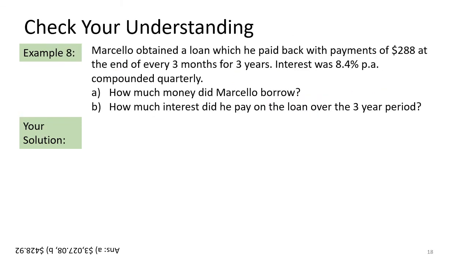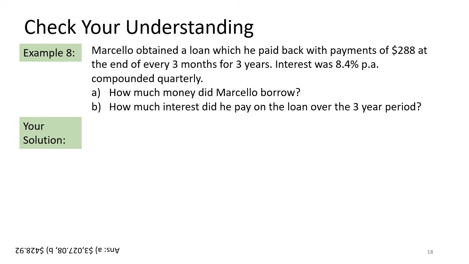Marcelo obtained a loan which he paid back with payments of $288 at the end of every 3 months for 3 years. Interest was 8.4% per annum compounded quarterly. So part A is how much money did Marcelo borrow? And part B, how much interest did he pay on the loan over the 3-year period? Okay, so there's a couple things to notice here.